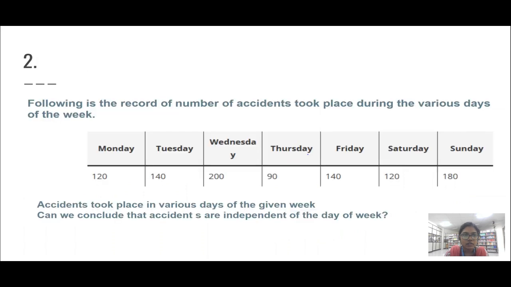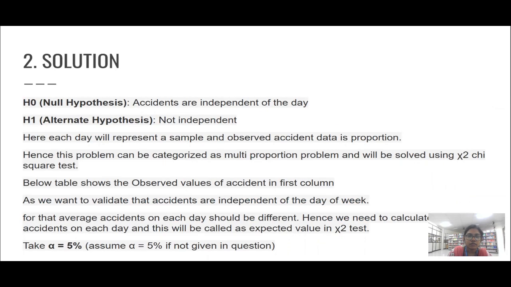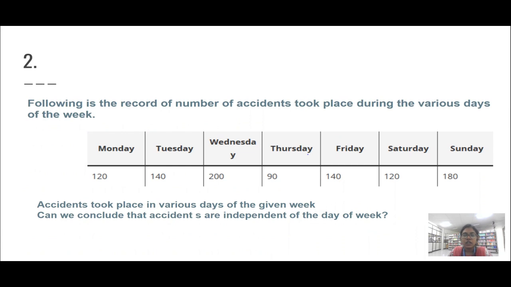Okay, let's move on to the next question. From the following record of the number of accidents that took place during the various days of the week, Monday, Tuesday, Wednesday, Thursday, Friday, Saturday, and Sunday, can we conclude that the accidents are independent of the day of the week? For this question, first let's understand the question. Here, the days of a week are given, and the corresponding days have the following number of accidents that took place on that day.